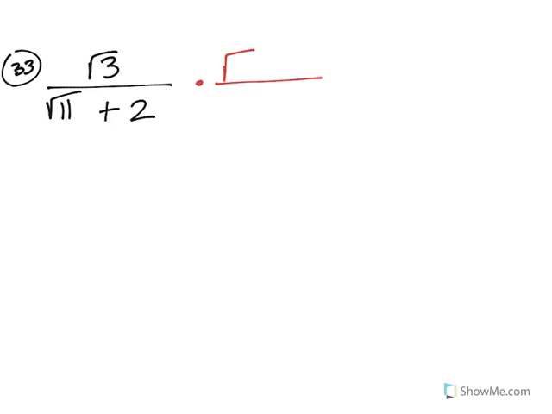32. No. Did I skip somebody? This is 33. I knew I was going to be at the end. Thank you. Square root of 3 over square root of 11 plus 2. Now, how you going to rationalize a binomial? Very good. You're going to multiply by the opposite, which will be the minus. Square root of 11 minus 2.